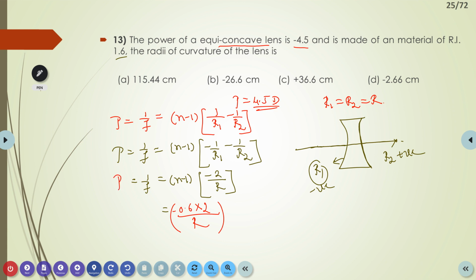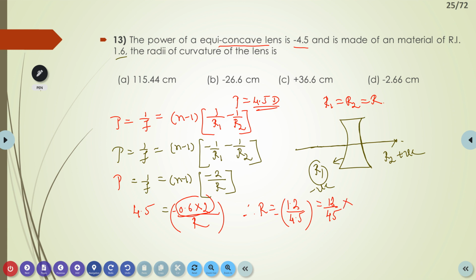What is the power? Power equal to 4.5. Either you can consider the negative sign here, or you can consider it in the P, or you can consider the negative sign in the R. Therefore, R equal to 1.2 divided by 4.5 with minus sign. This is equal to 12 divided by 45. It is in meter.